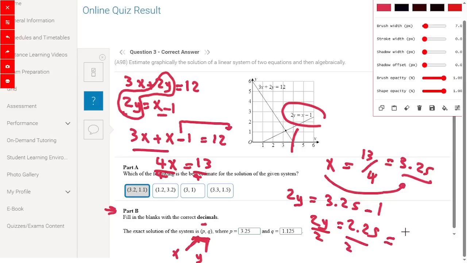So once we make the division, it will be 1.125. So the answer will be 3.25 and 1.125.